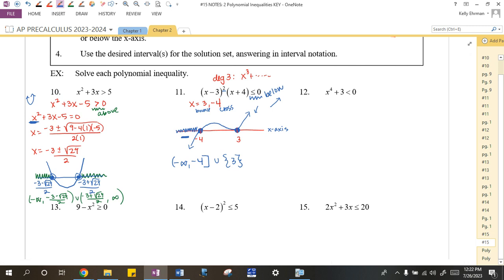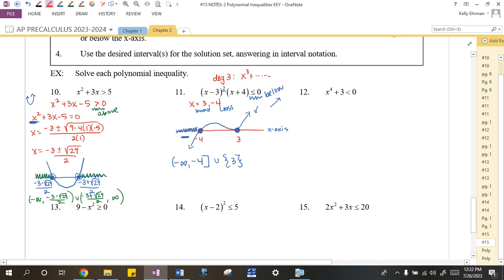All right. If you didn't want to sketch that graph, we could test numbers. I'll show you in the next one how to test numbers. I'm still going to sketch the graph too, but I want to show you how to test numbers. So actually maybe not in this one, but x to the 4th plus 3.